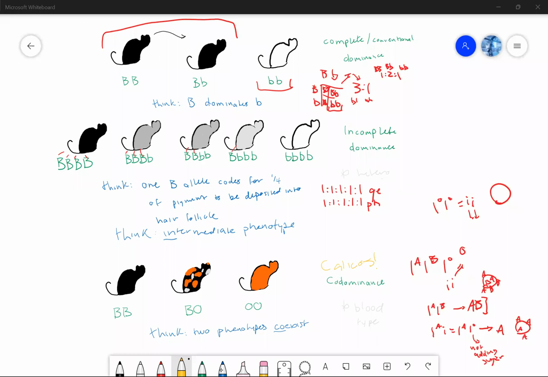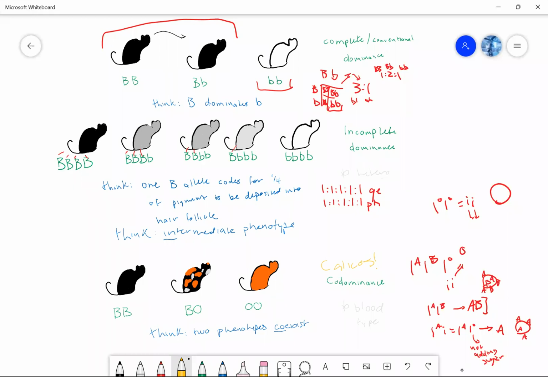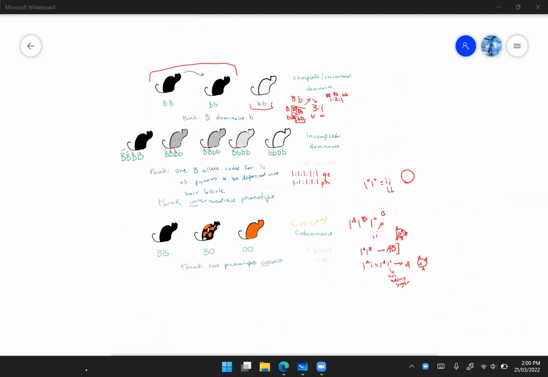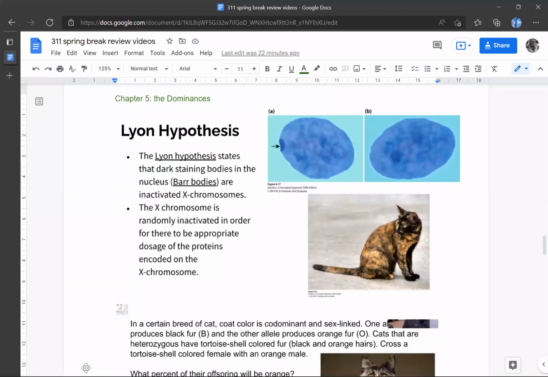And actually, I think I was wrong earlier. I should have believed in myself. This is still codominance. Let me bring out the pen. So, in cats specifically, we can very visibly see an important genetic phenomenon, and that is what we know as the Lyon hypothesis.